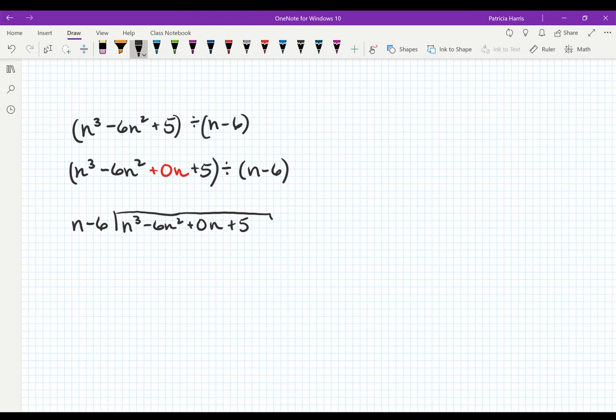All right, so what do you need to multiply n by to get an n cubed? n squared. Distributive property. Subtract. Change your signs. Oh, there are those zeros again. So everything goes away. Okay, and there's no way to multiply and get a 5, so guess what? We're done.